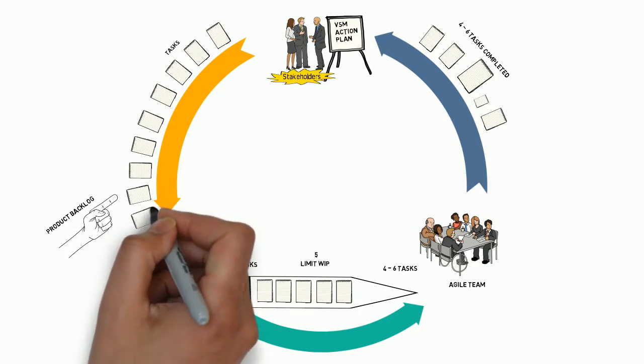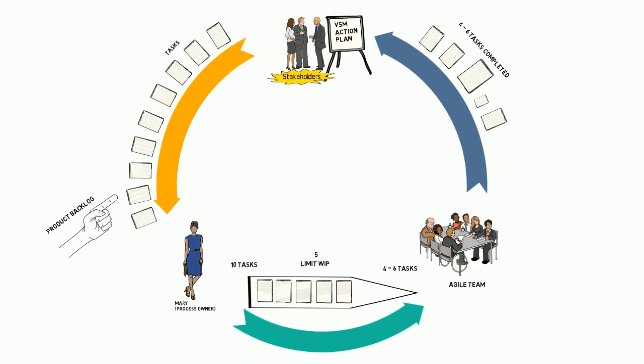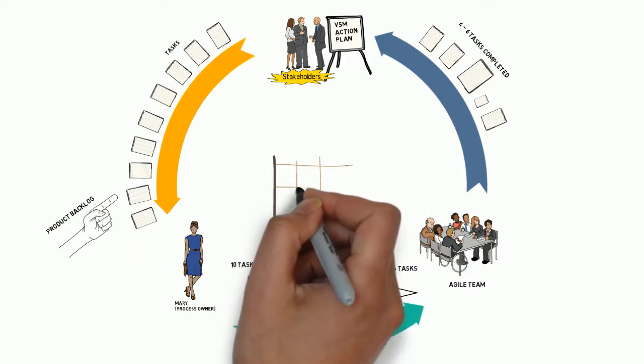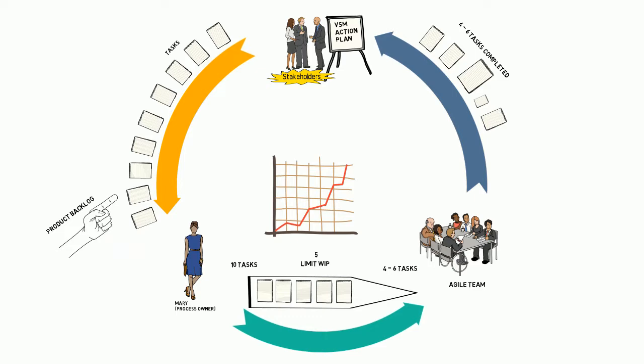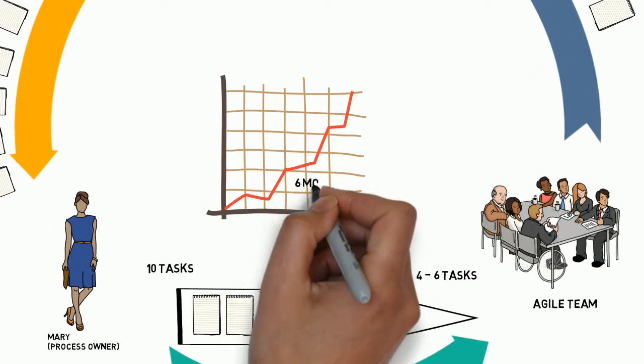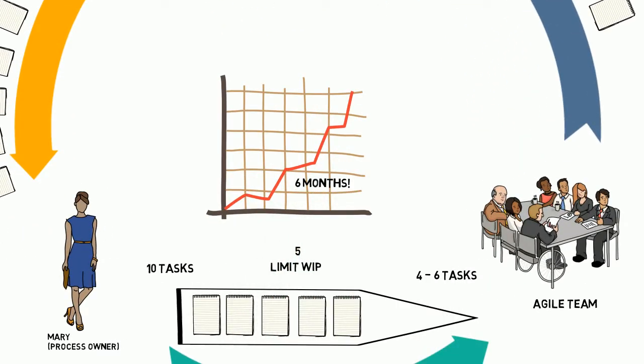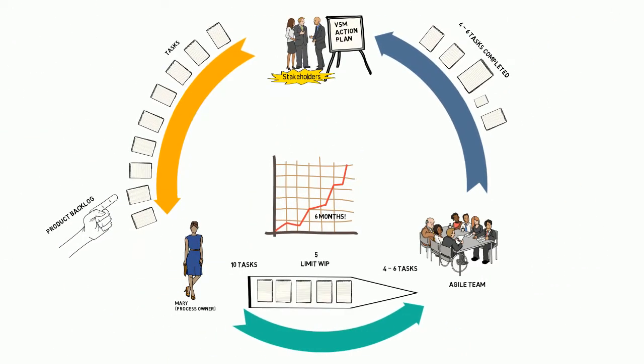So, before you know it, you have a 6-month-long wish list of actions and growing. That means on average, every action the team delivers is something that was asked for 6 months ago. Now, how agile is that?